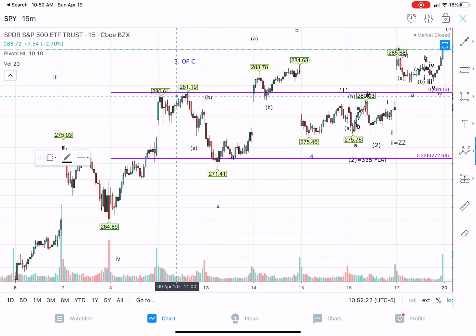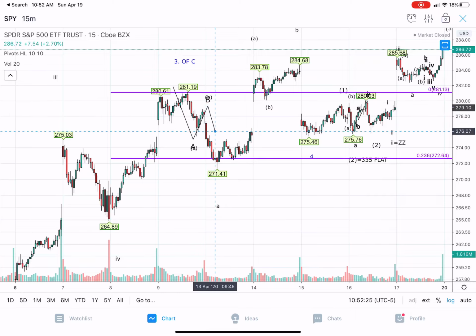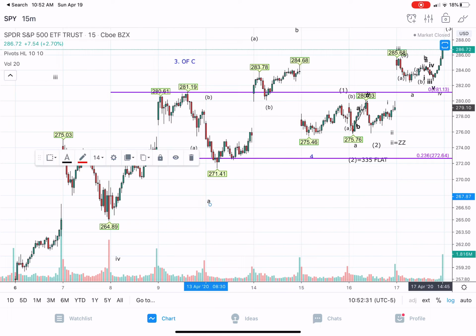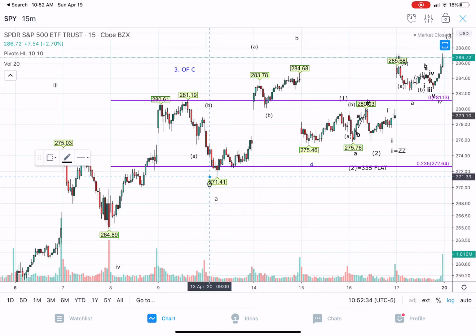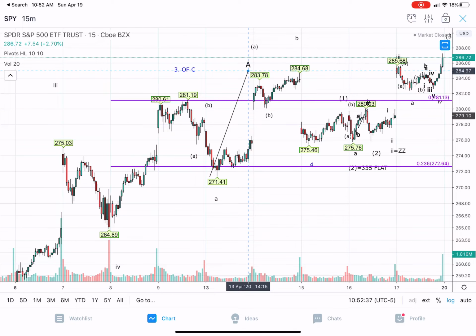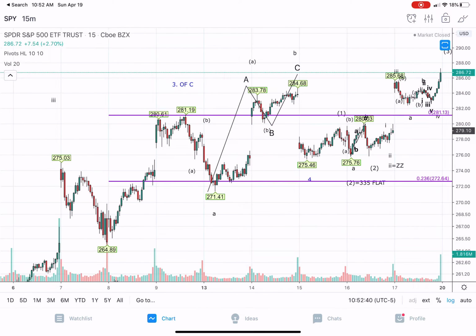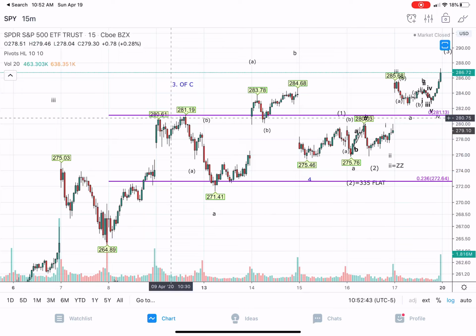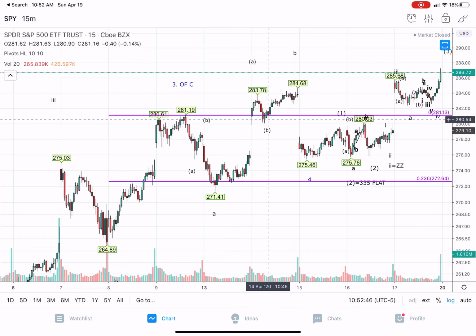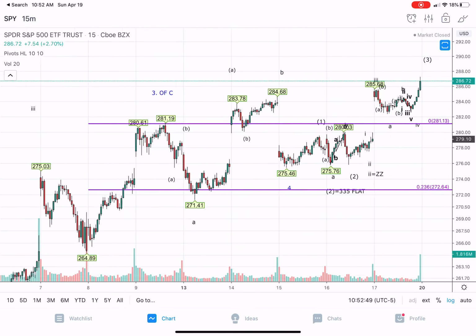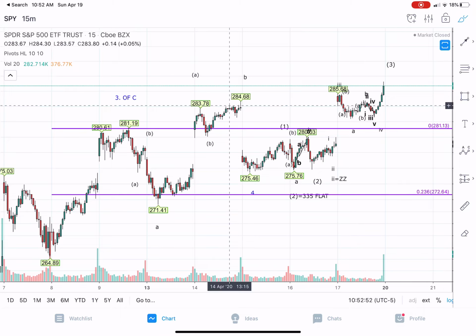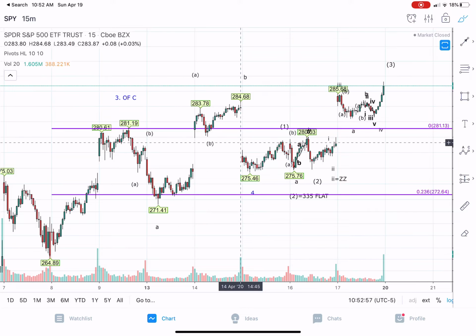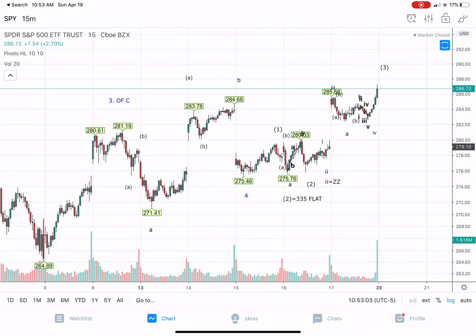We have our 1, 2, 3 waves, which would be A. So those 3 compose A. We have our 3 more waves right here, 1, 2, 3, so A, B, C. So far we have 3 waves, so we have 3, 3, so this would be B right here. And then we have 5 waves down. I have to go into smaller time frames, but you know, here you see a 1, 2, 3, 4, 5. So we know that we have a wave 4 bottom right here.